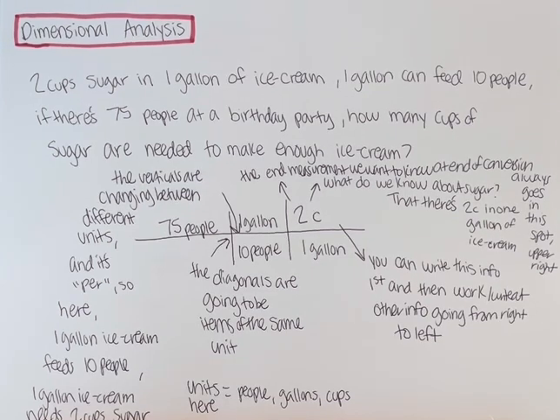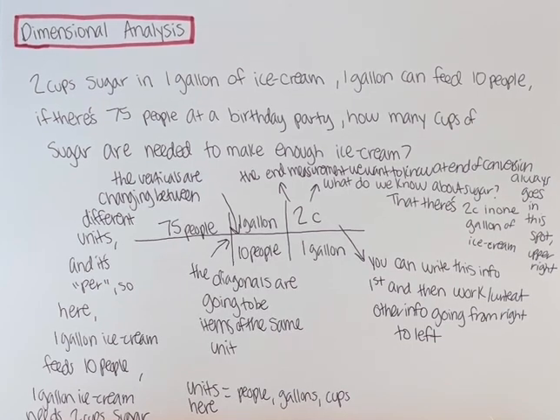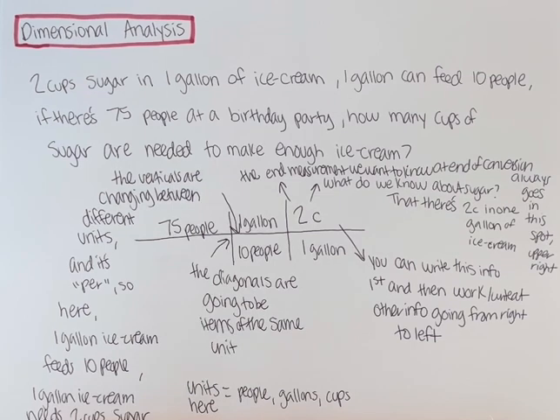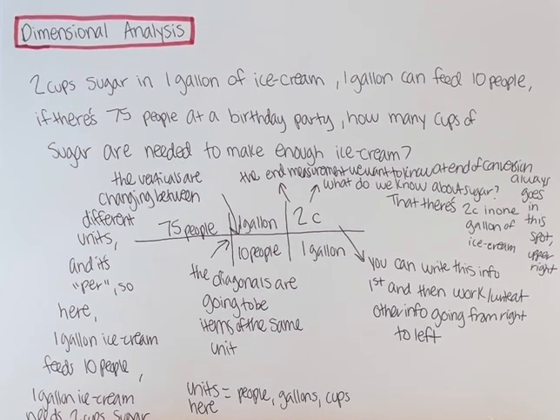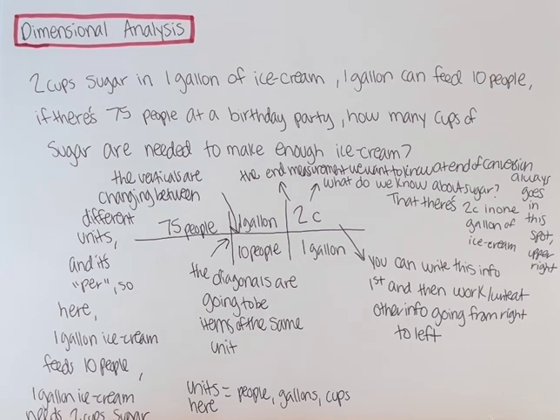So we're going to start with that, and then we're going to say what goes underneath that. We're kind of working in reverse order here when we write out the dimensional analysis. And we know that because we have 2 cups there, well, there's 2 cups in 1 gallon. So that's the equivalent.